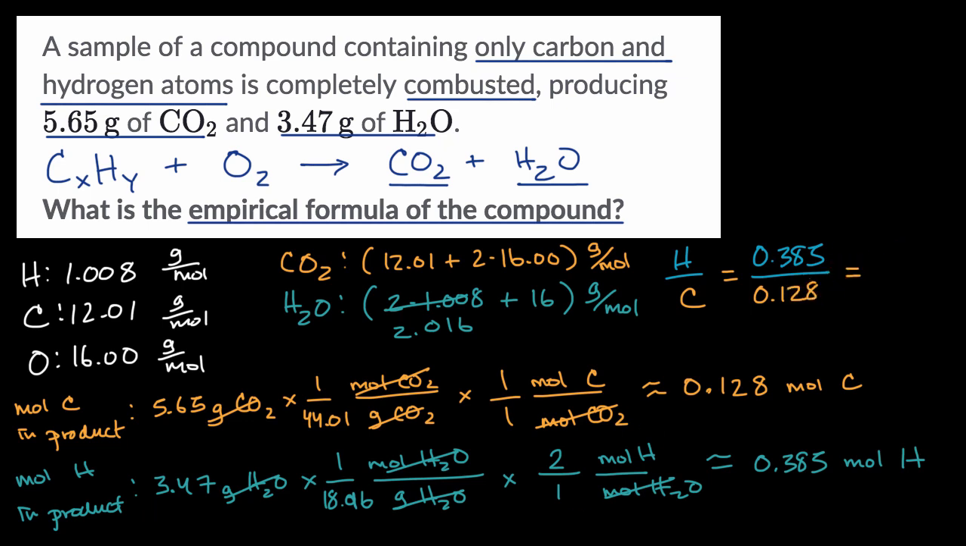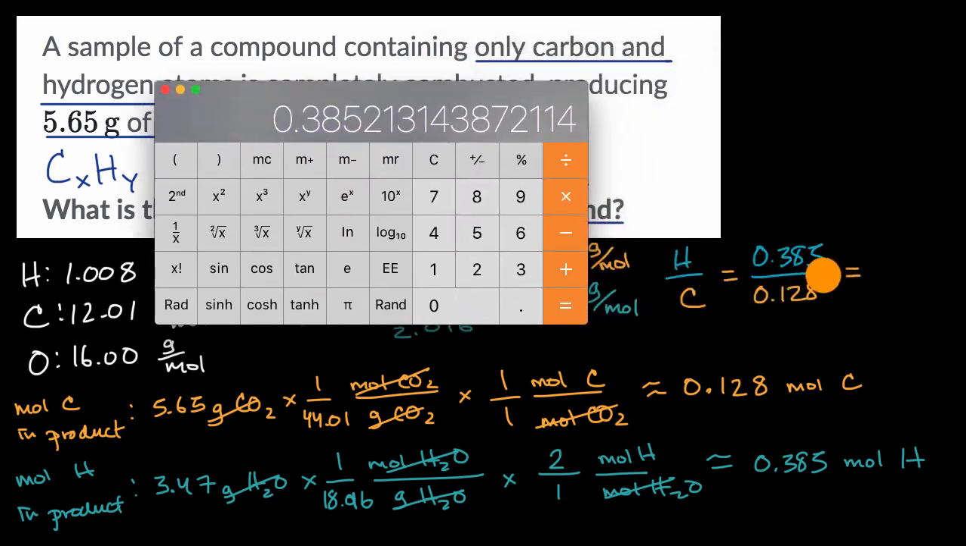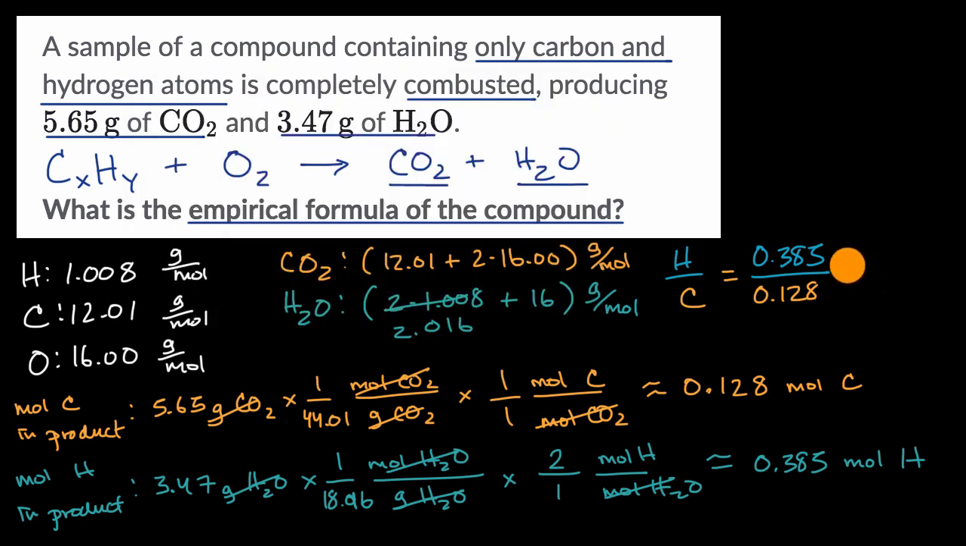And what is this equal to? It looks like it's going to be roughly 3, but let me verify that. So I already have the hydrogen there. And if I divide it by 0.128, I get, yep, pretty close to 3. So there you go. This is approximately 3. And so with pretty good confidence, since this was very close to 3, I can say for every carbon, I have 3 hydrogens in my original compound.